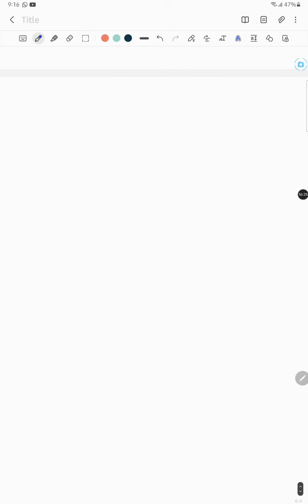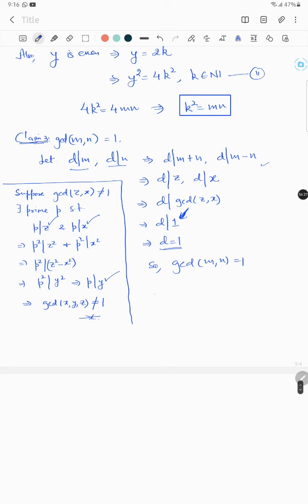Now K square is equal to MN, and GCD of M and N is equal to 1. So it's an easy exercise to show that if the product of two elements is a perfect square and the two elements are relatively prime, then both of them have to be perfect squares. That means M and N must be perfect squares. This is a simple exercise.